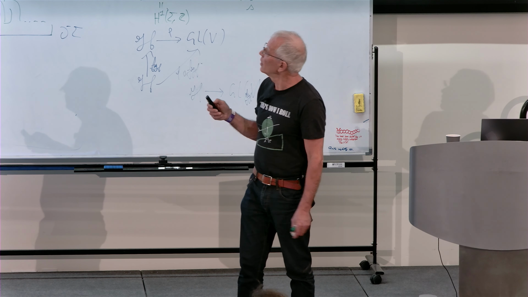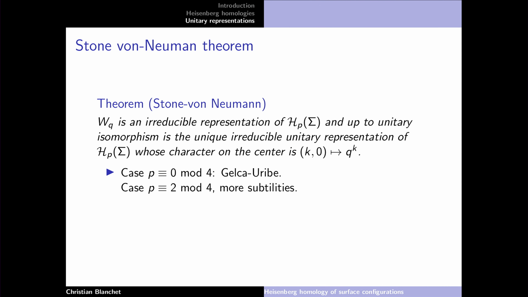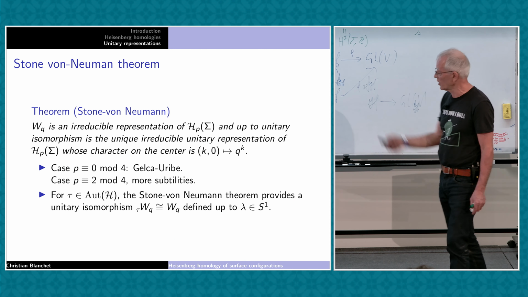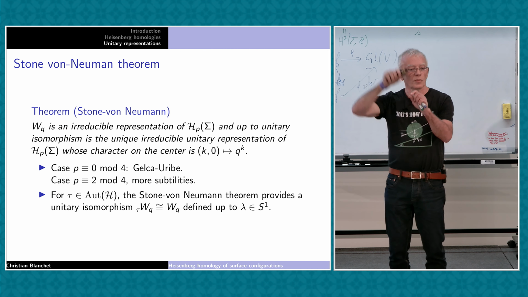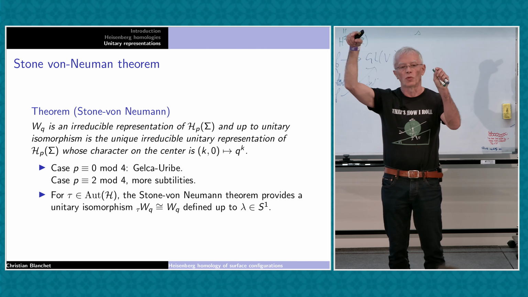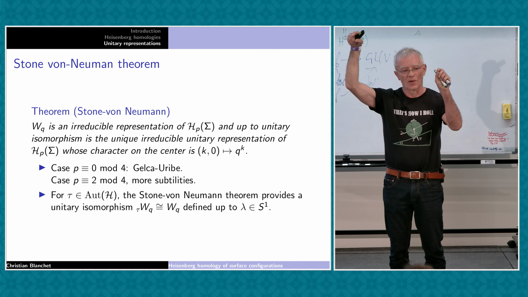I just mentioned that Gelca and Korotkov worked on the even case of this theorem, and we can also work out the even case. For p = 2 mod 4, there are subtleties. So then, this Stone-von Neumann theorem provides a unitary isomorphism, as I said. This means that before, when we did not have an endomorphism, now, using this isomorphism of coefficients, we get an automorphism.